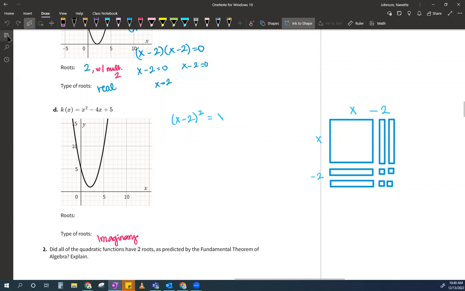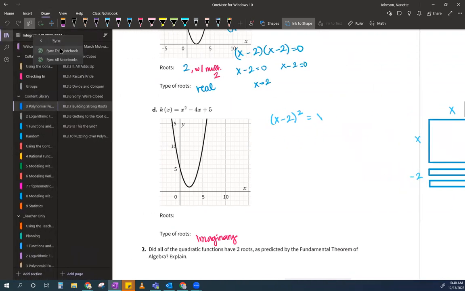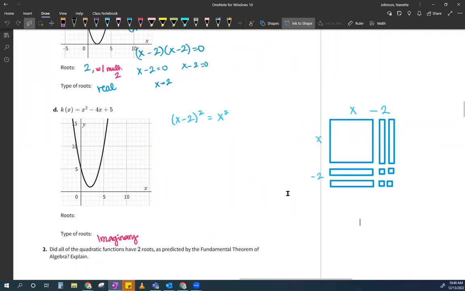Okay. So the next thing I'm going to do is, you can notice, you're like, but Miss Johnson, this doesn't match this. And I'm like, you're right. So I'm going to write that right beneath it. And I write X squared minus 4X plus 5.